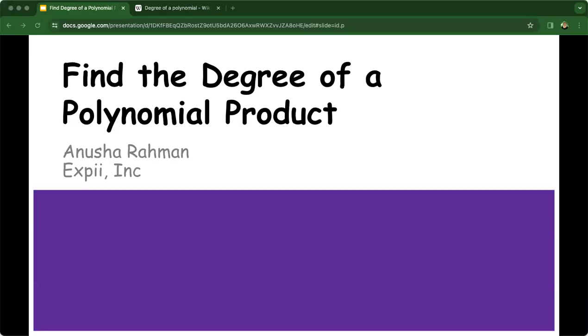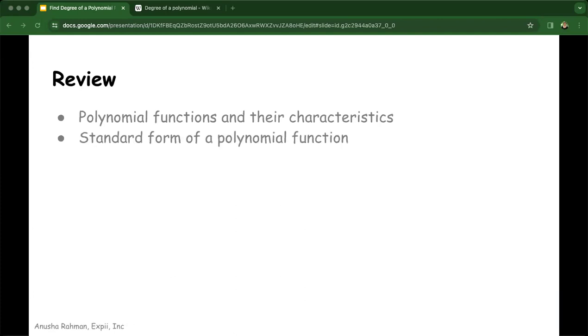Our goal today is to be able to find the degree of a polynomial product and to understand the concept of a degree in polynomial multiplication. In this next lesson on polynomial characteristics and their functions, we will talk about how to find the degree of a polynomial product. But before doing that, we want to make sure we have our foundations down.